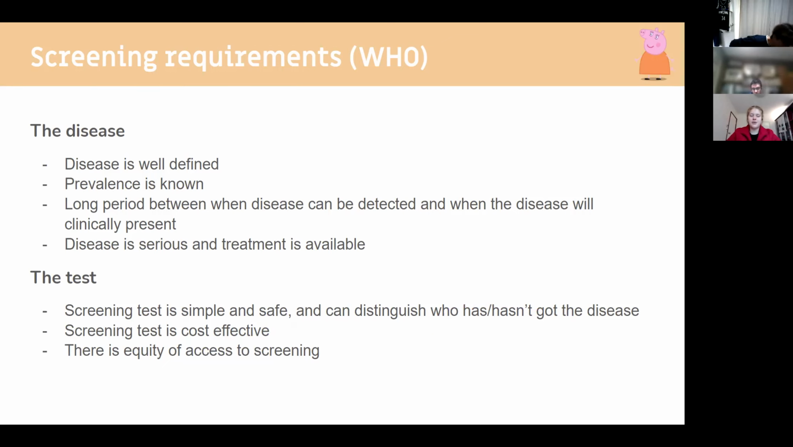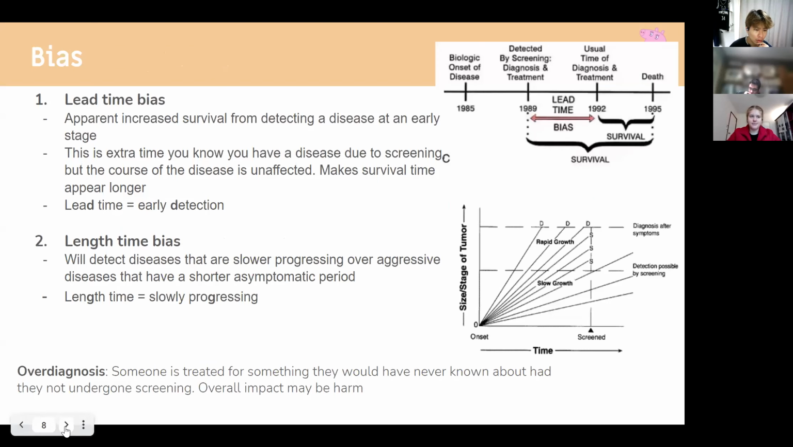For the test itself, the screening test has to be simple and safe and can distinguish who has or hasn't got the disease. So that's when your sensitivity, specificity, and PPV and NPV come in. The screening test is cost effective because you screen thousands of people, like the colorectal cancer one, where they send a kit to people over 50, I want to say. That's really cheap for them to make. And there's equity of access, so lots of people can access it.